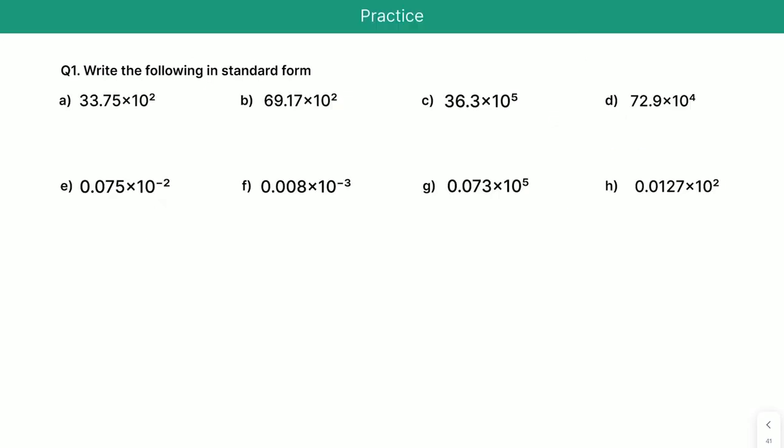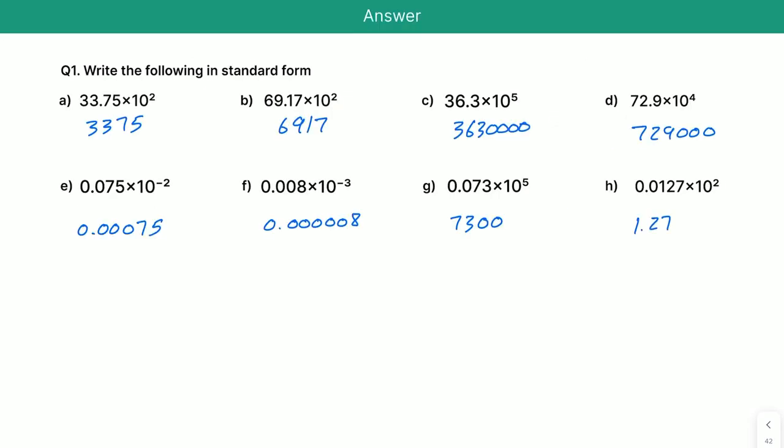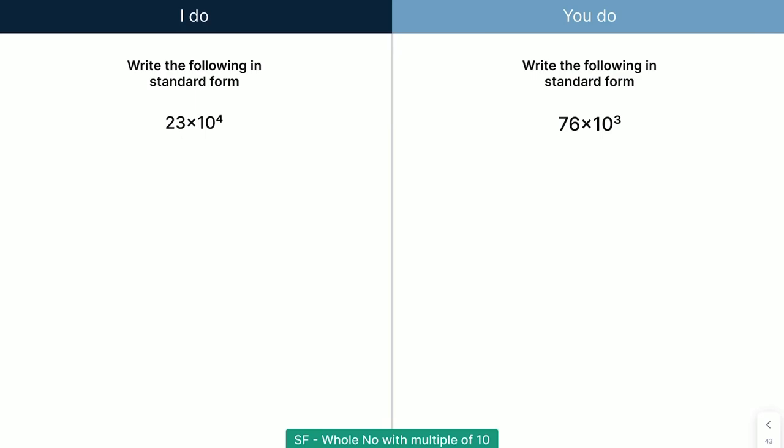So here's some practice questions. Press pause and have a go. Here are the answers. Now, moving on, again, it says write in standard form. So remember, with whole numbers, the decimal is there at the end. We move the decimal 1 to the left, which means I divide by 10, which means I times this side by 10. So that then becomes 2.3.